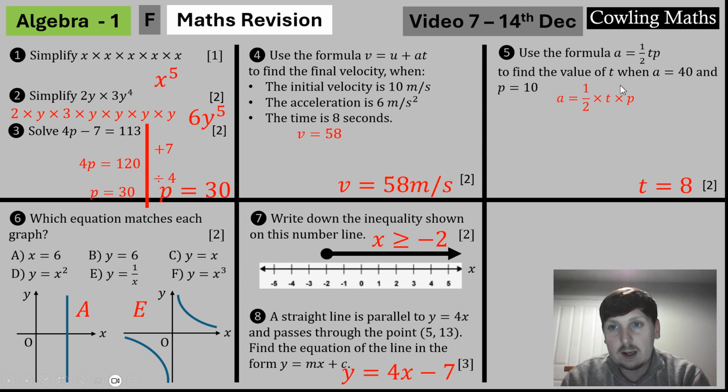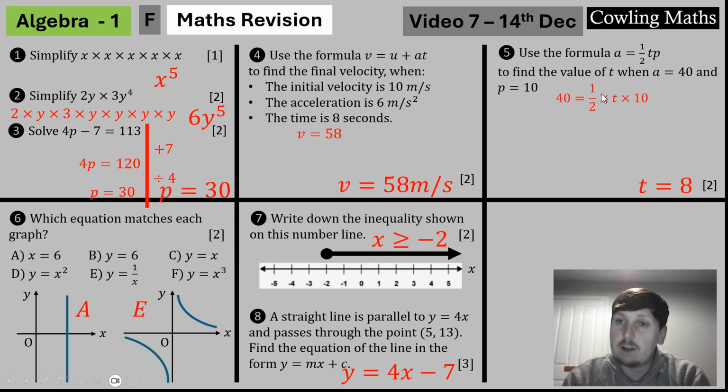So let's, firstly, tp means t times p, doesn't it? All of these things in this equation over here multiply together because they're next to each other. Okay, now let's swap a for 40, and we also know that p is 10.